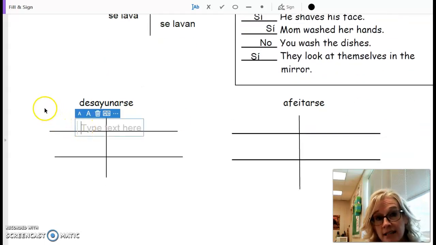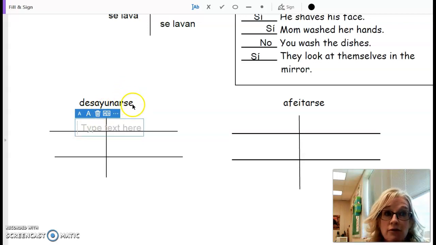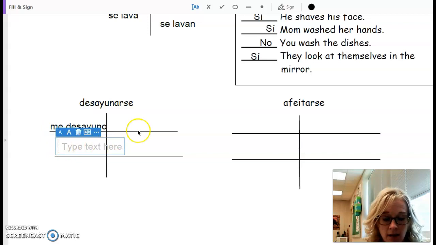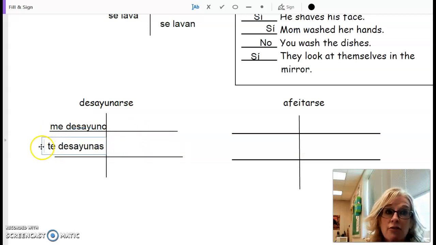Let's try another. Let's try desayunarse. Desayuno is breakfast, so we want to feed ourselves breakfast. When you guys are little, your moms or your dads feed you, but you no longer probably do that. You feed yourself. So same thing again, we're going to refer to this se, which means that it's a reflexive verb, something you do to yourself. We're going to chop this se off and move it to the beginning. So, me desayuno, I feed myself breakfast. Okay? Next up, te desayunas, you feed yourself breakfast.